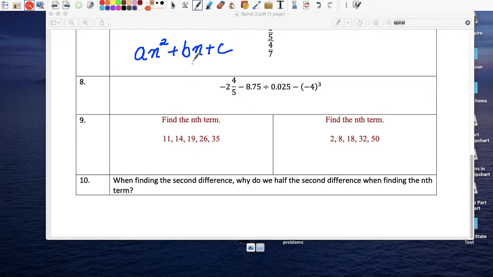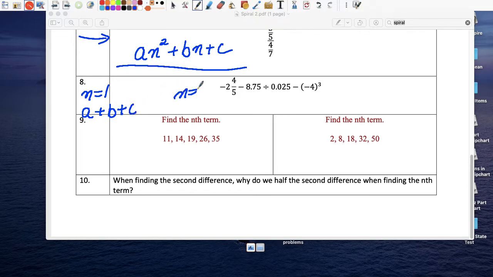Right? So then, let's plug in 1 and find what the first term is in this sequence. If I plug in 1, when n equals 1, I'm going to get a times 1 squared, which is a, plus b times 1, which is b, and then plus c.